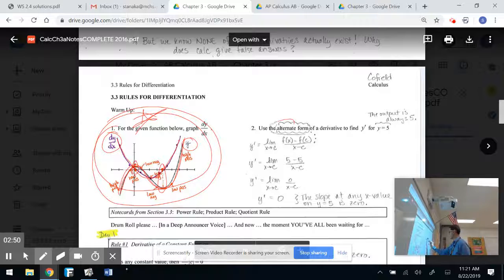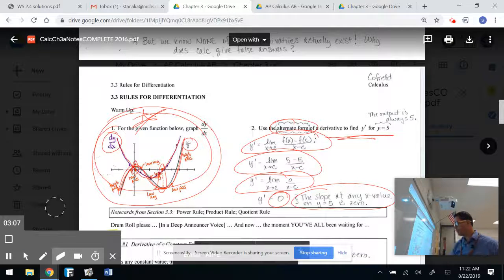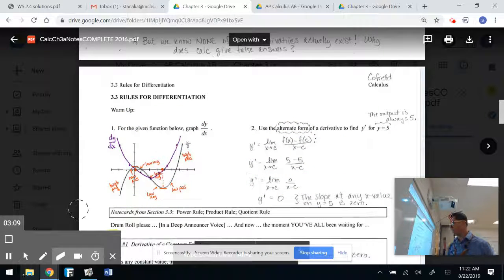Then they asked me to use the alternate form of the definition of the derivative, and all your work is right there. You get 0 over x minus c, which is 0. The slope at any value of y equals 5 is 0. We should have known that, right? Because that's a horizontal line, and a horizontal line is going to have a tangent slope of 0 throughout that entire domain.